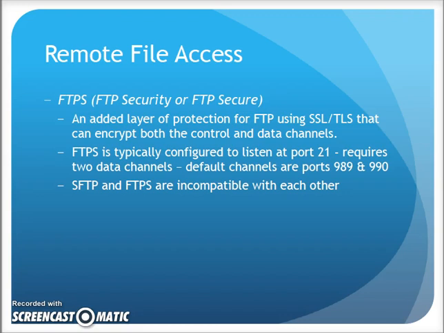FTPS, FTP Security or FTP Secure, is an added layer of protection for FTP using SSL or TLS that encrypts both the control and the data channels. Because if you remember, FTP uses two ports, 20 and 21. One of those ports for setting up the connection and controlling it, and the other one to actually transmit the data. FTPS is typically configured to listen at port 21. And the default channels requires two data channels. Default channels now are 989, 990.